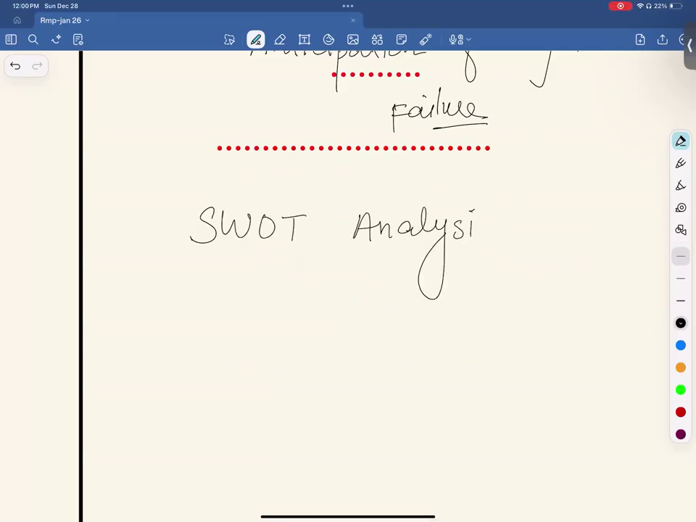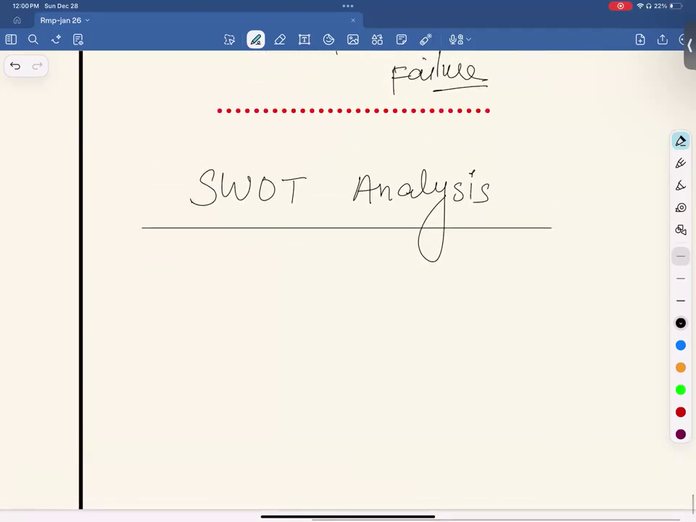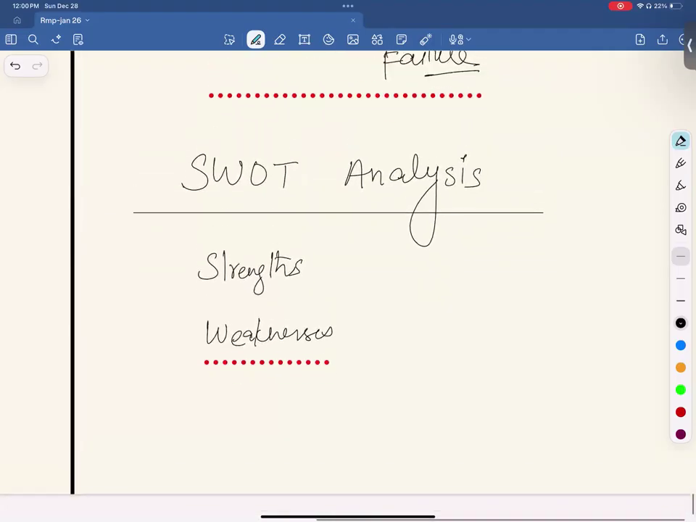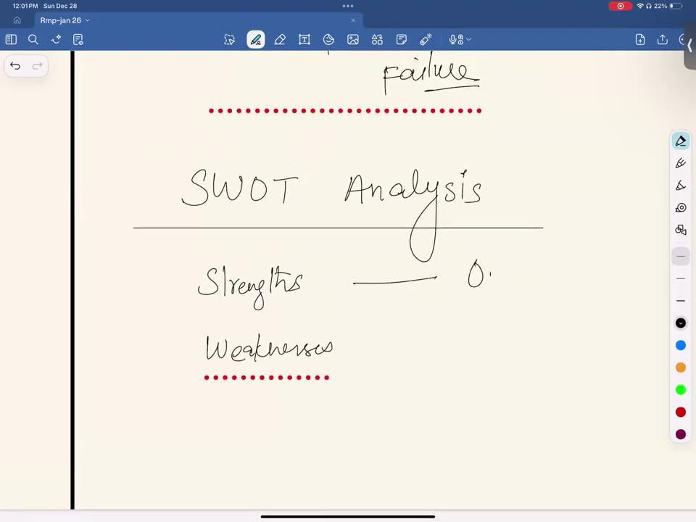These analyses are really important. Please pay attention, right? You will see a lot of questions from these different analyses. It's SWOT analysis. It's the analysis where you identify strengths of your project, weaknesses of your project, and from that you get opportunities and threats. And what's the purpose of this risk identification?